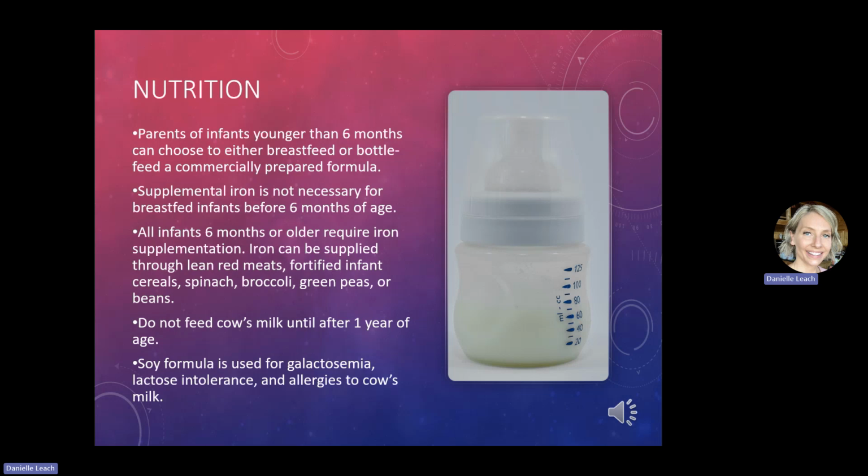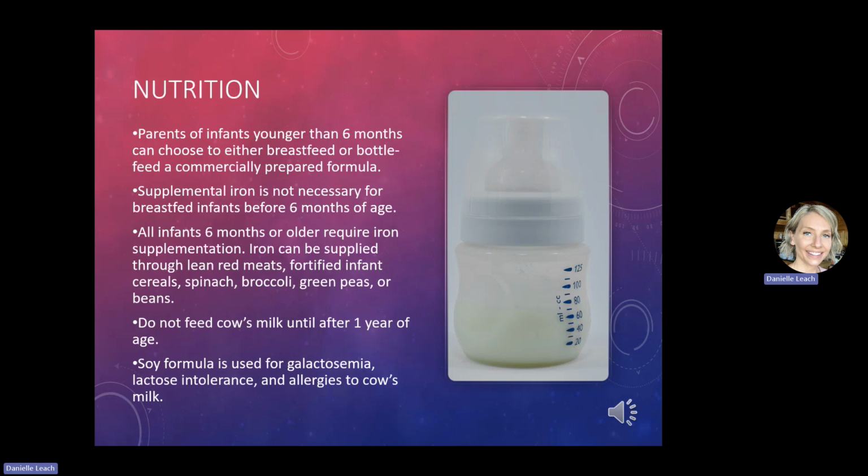Iron can also be supplemented just by eating food. So if they're eating any lean red meats, spinach, broccoli, fortified cereals, beans and things like that, then they can get supplemental iron through that route instead of an actual supplement, which are honestly not very tasty.